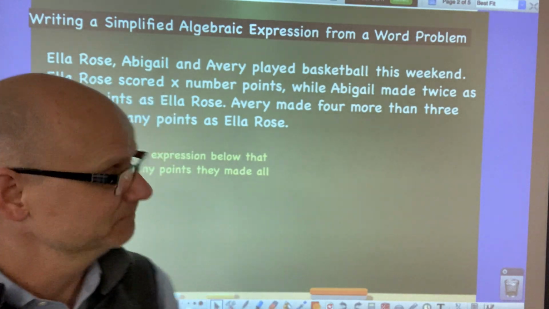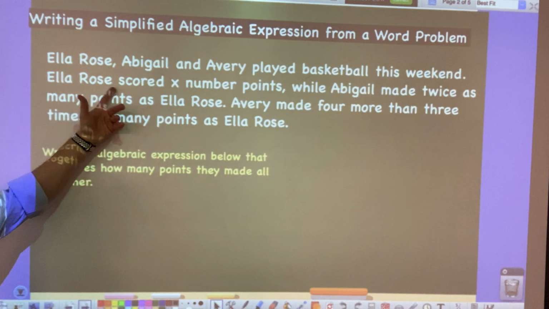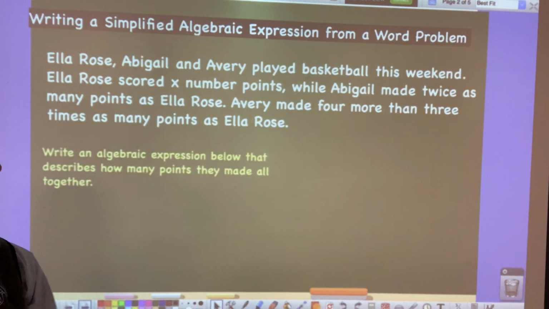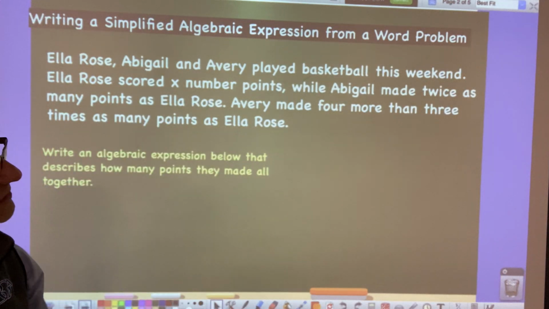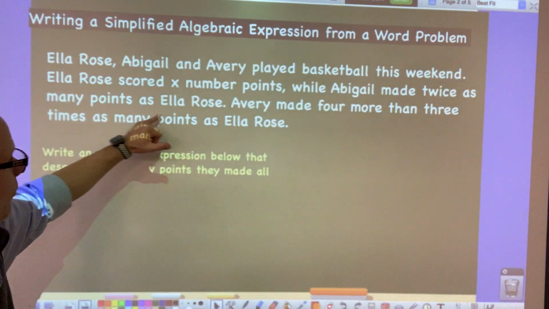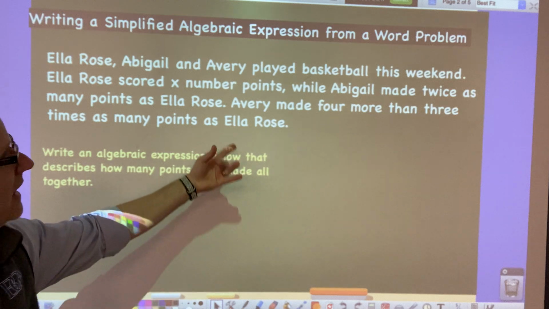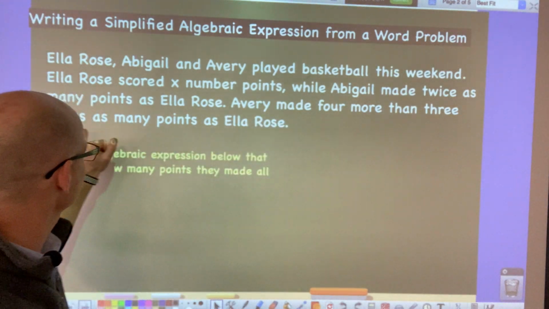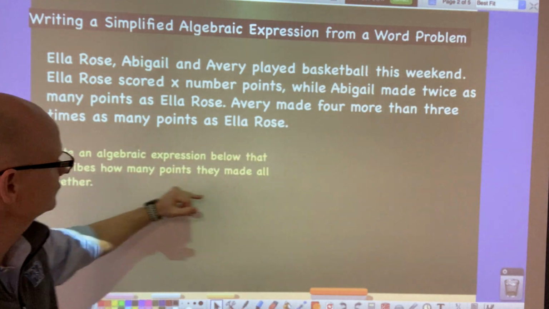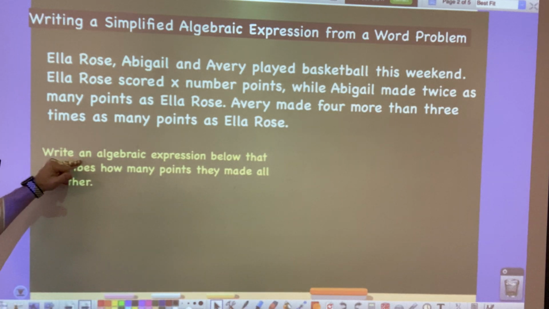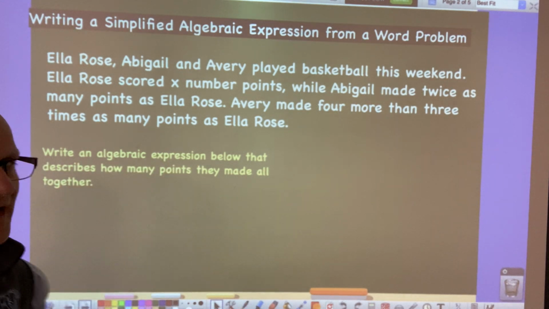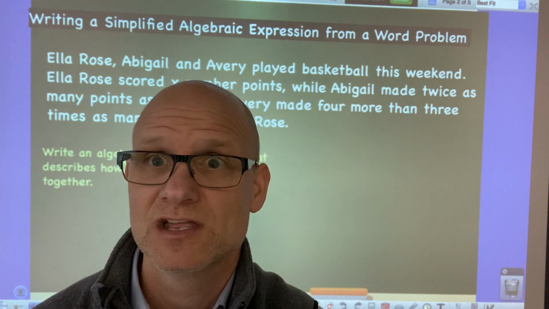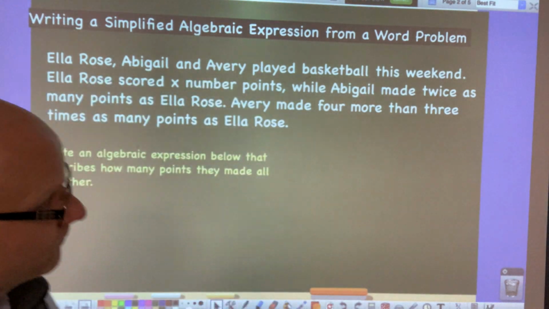Let's read this together. In this problem, there's Ella Rose, Abigail, and Avery, and they played basketball this weekend. Ella Rose scored X number of points while Abigail made twice as many points as Ella Rose. And Avery made 4 more than 3 times as many points as Ella Rose. Write an algebraic expression that describes how many points they made altogether. And then we want to simplify it.